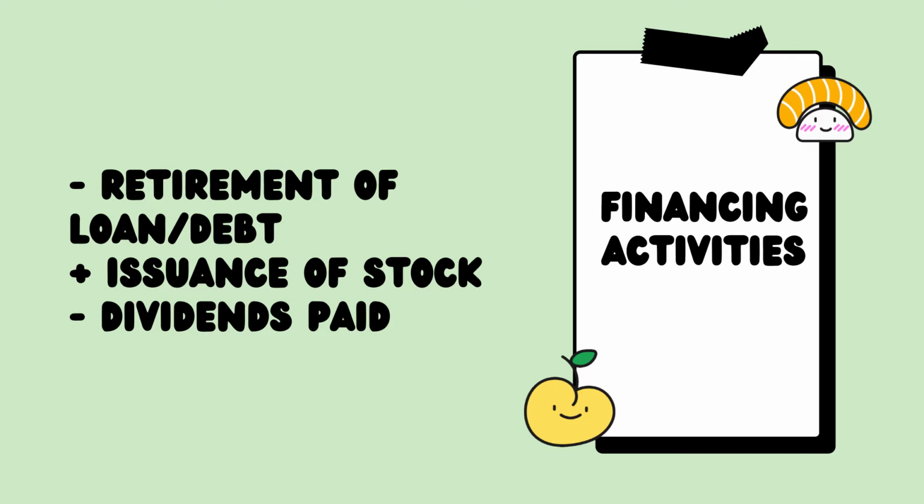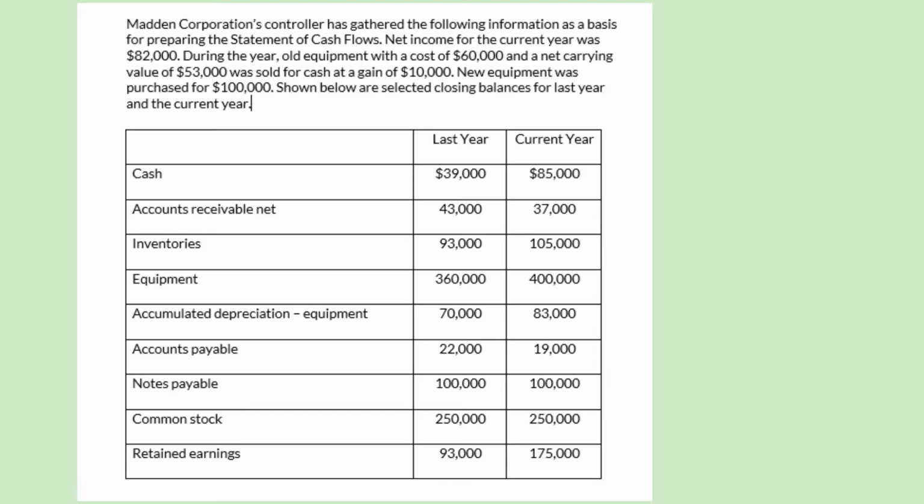At the end, I'm gonna see the cash provided or used by operating activities, investing activities, and financing activities. Then I'm gonna see the change on cash. So this is a CMA question, okay? I'm gonna read it for you. Then we're gonna do the operating activities section, then the investing, then the financing, okay?